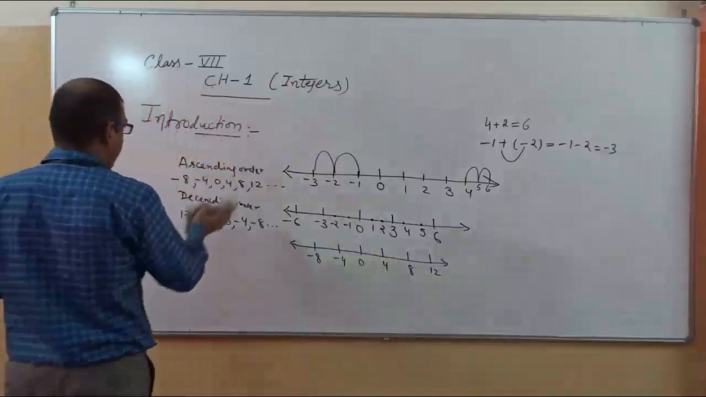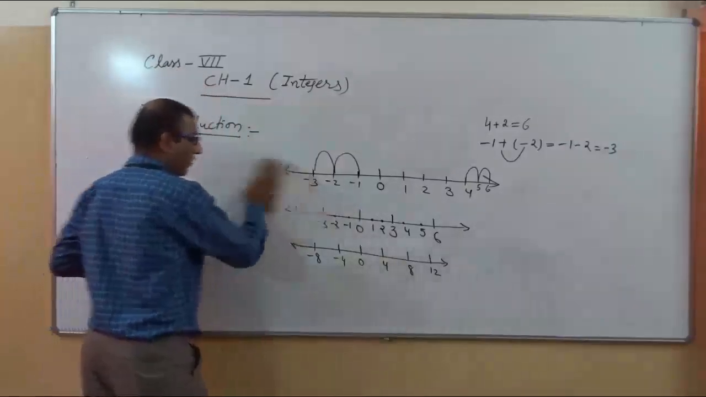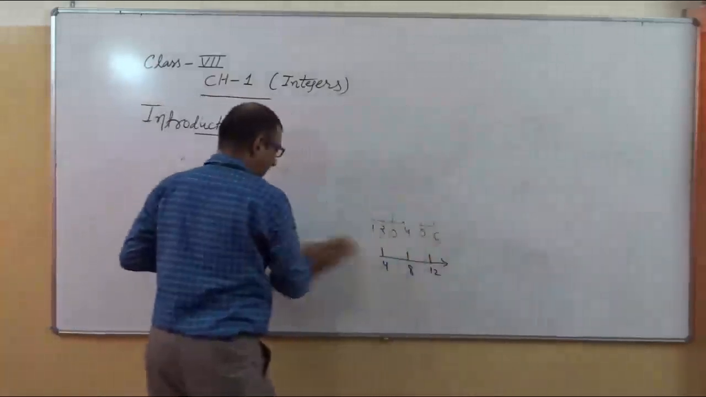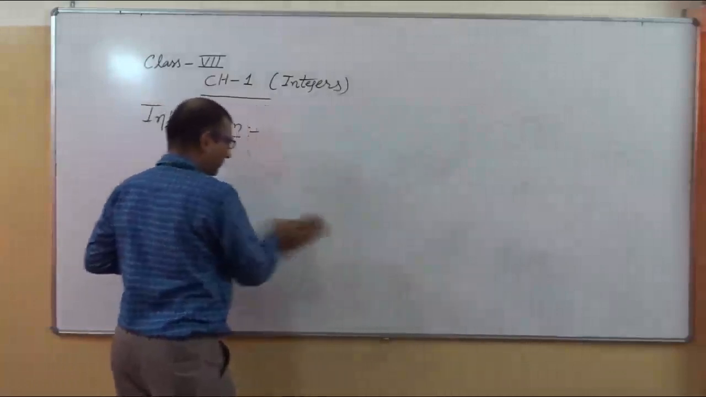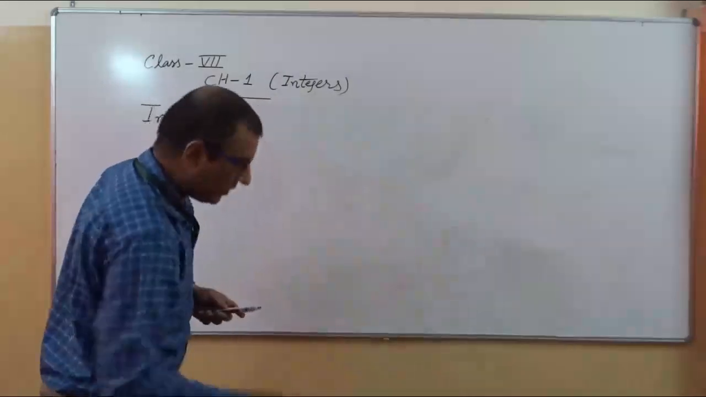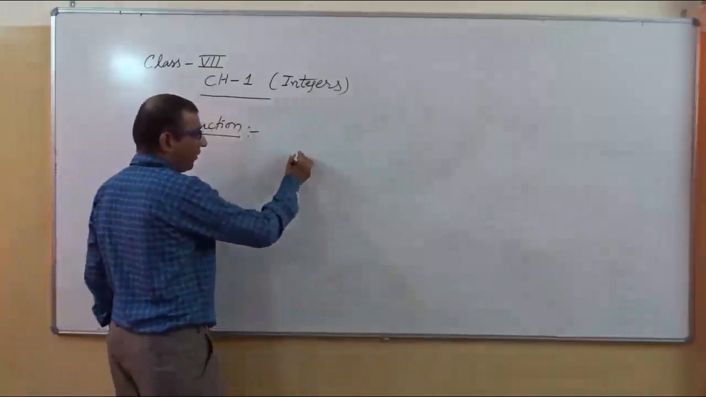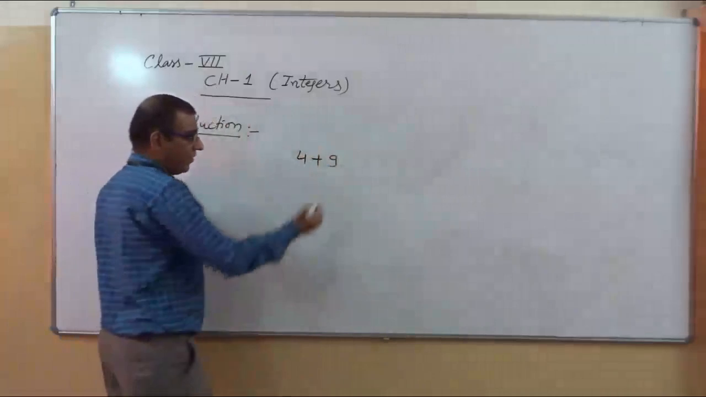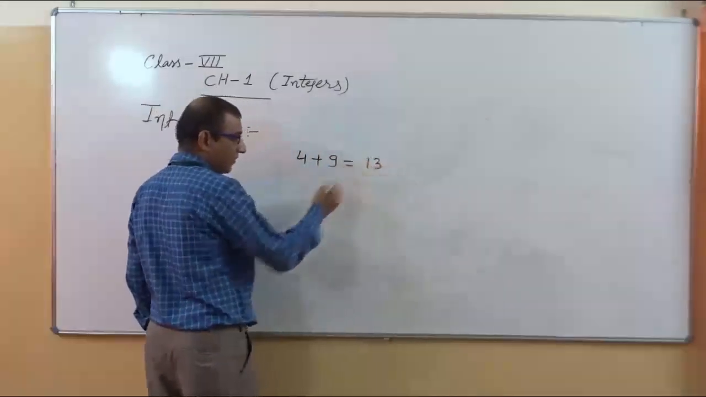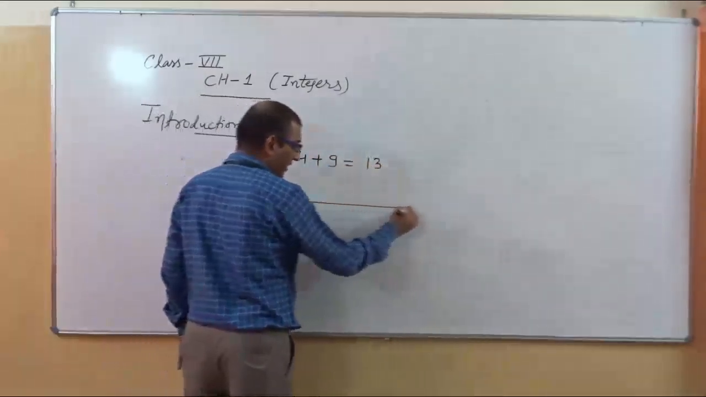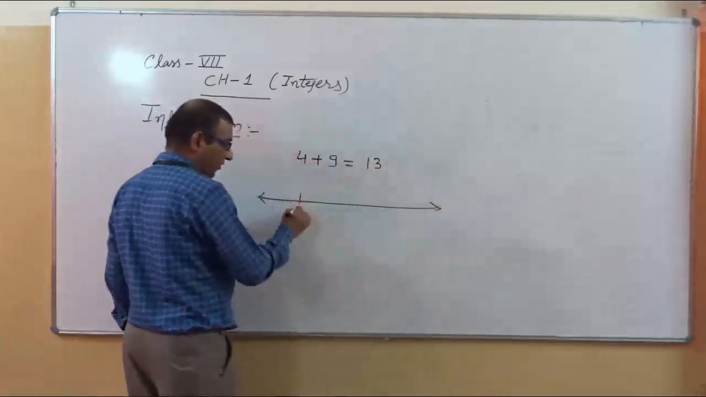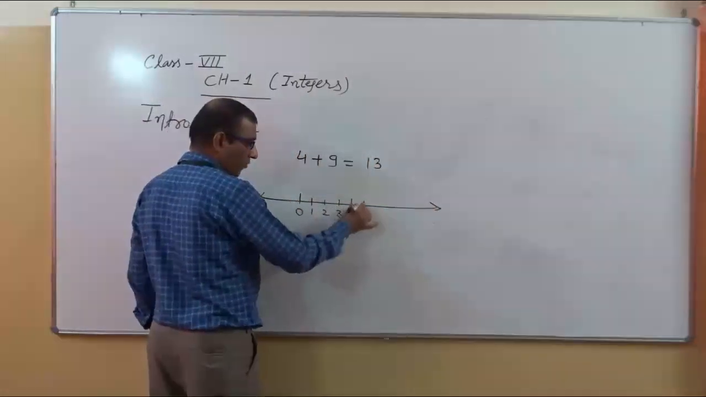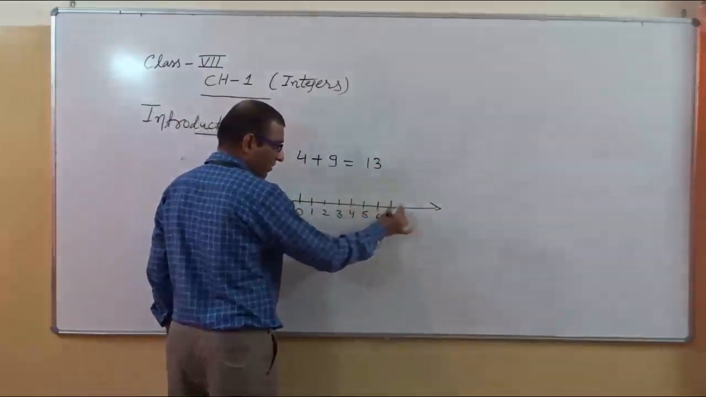So before starting, something about properties of integers, I recall something which is related to your previous class. As you know very well, when you add two numbers, for example 4 plus 9, then what will come? You know very well, 13 will come. And if you want to show it with the help of the number line, then also it is possible. For example, this is your 0, this is your 1, 2, 3, 4. Same for the next one.